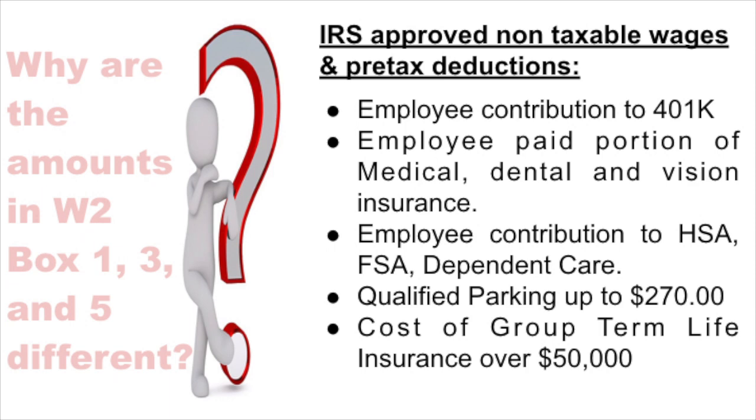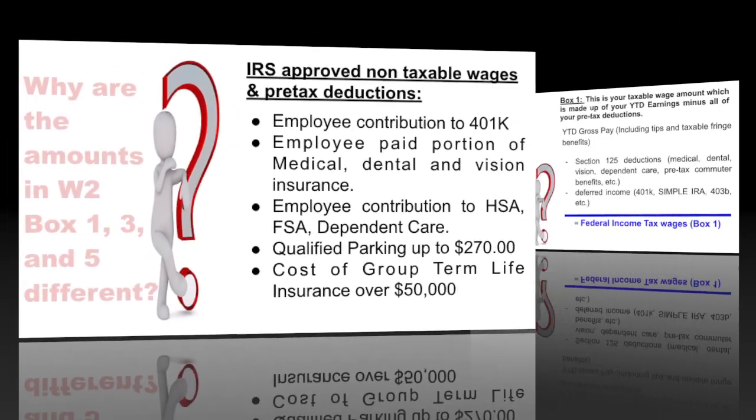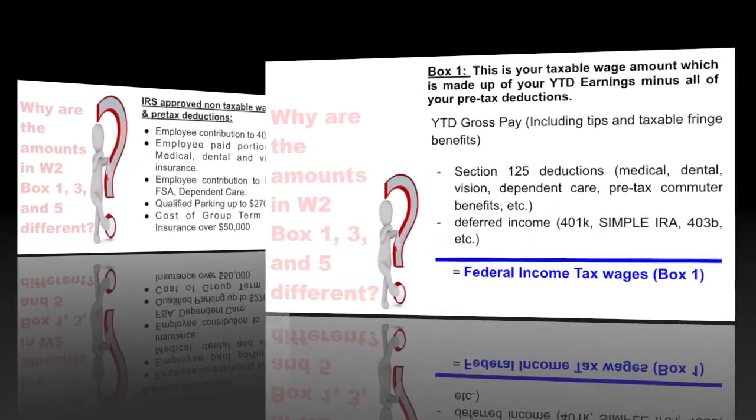Cost of group term life insurance over $50,000. The group term life insurance imputed income is not subject to income tax withholding. The group term life insurance imputed income is subject to FICA taxes and withholding. So it will be included in box 3 and 5, though it's not included in box 1.